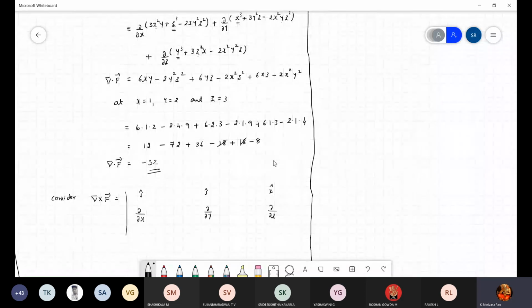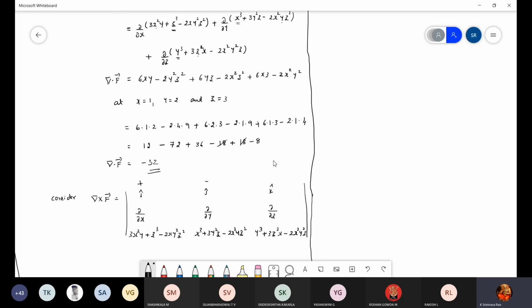3x square y plus z cube minus 2x y square z square, and second component is x cube plus 3y square z minus 2x square y z square, and third component is y cube plus 3 z square x minus 2x square y square z. Okay, yes, this is the determinant.